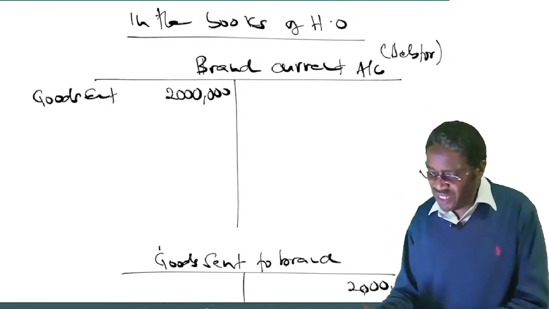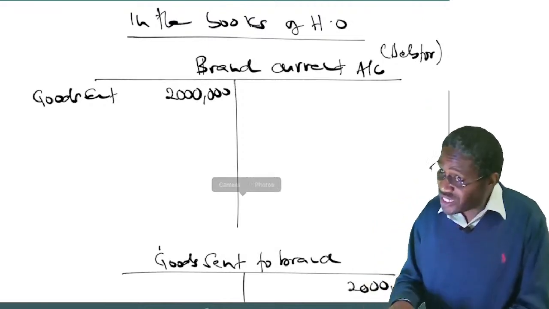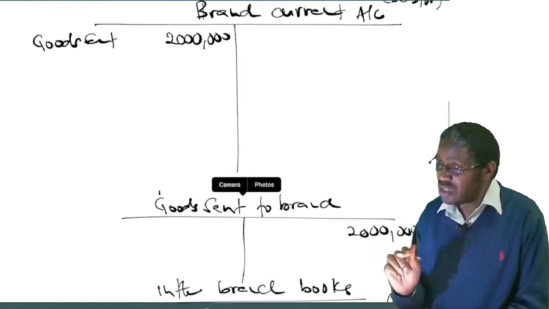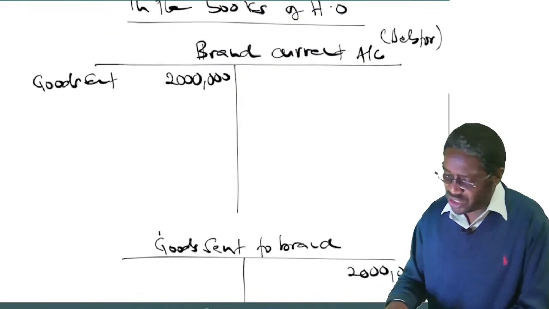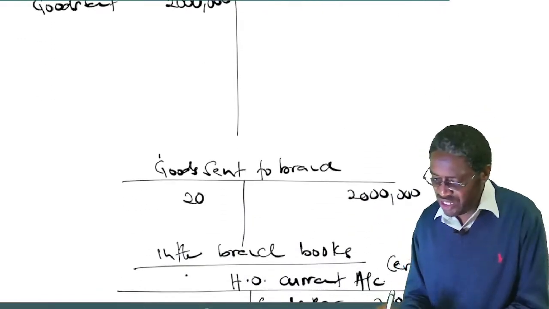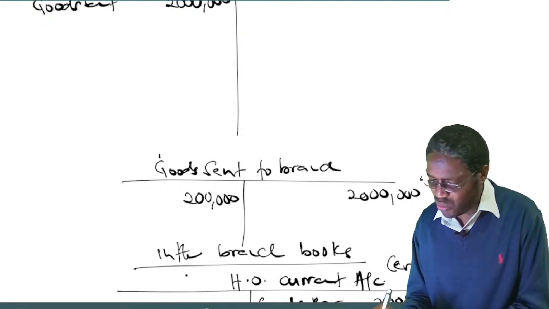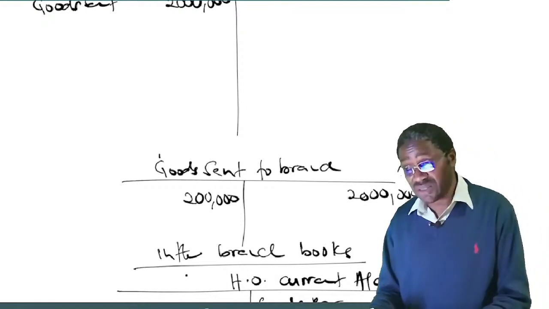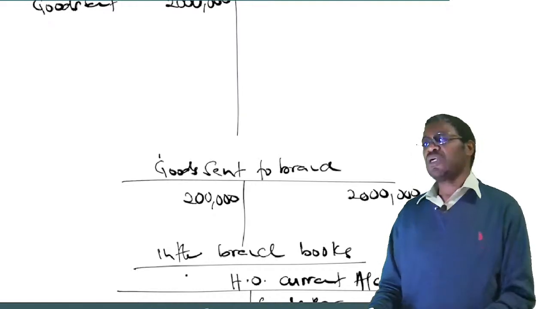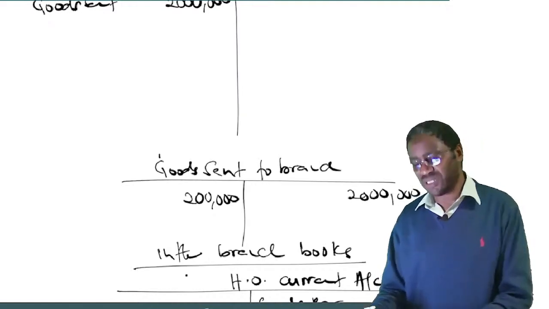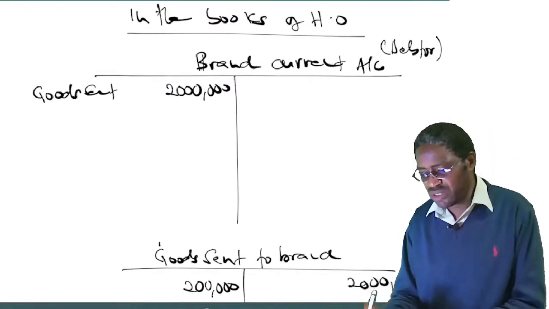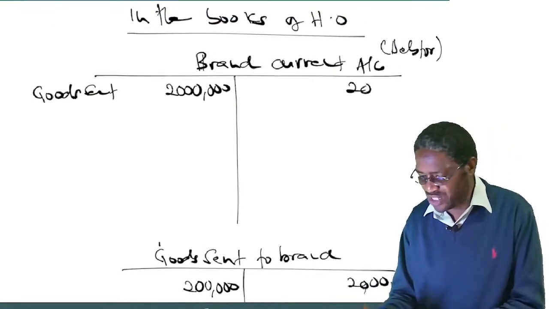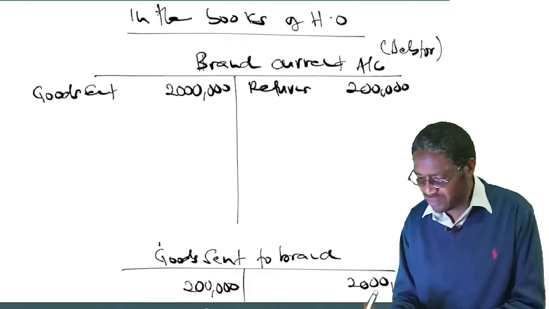So with goods returned by the branch, listen, you will now debit goods sent to branch. Let us assume goods worth 200,000 were returned. You will debit goods sent to branch, and you will credit branch current account by that 200,000. This is for the goods that were returned.